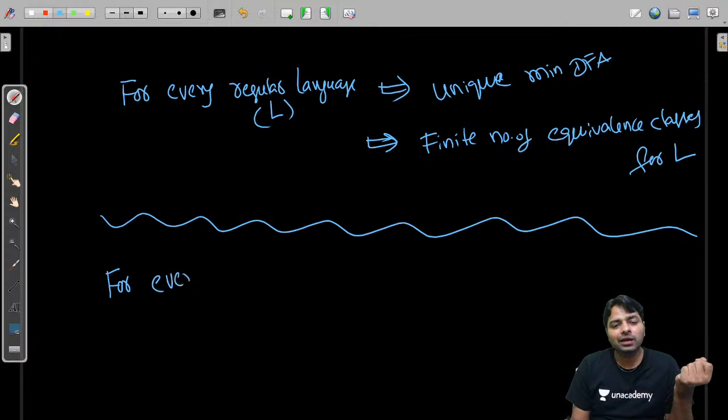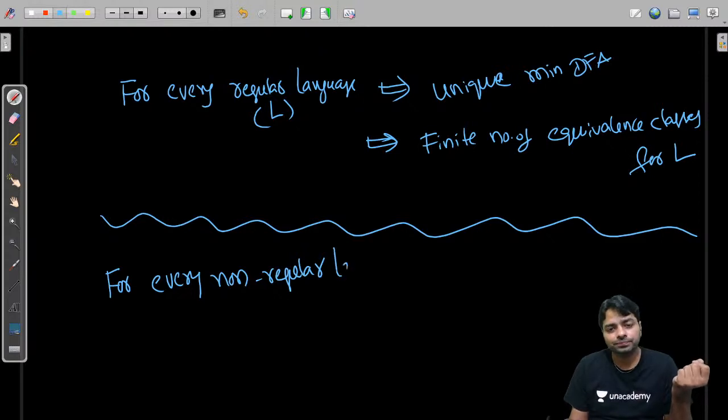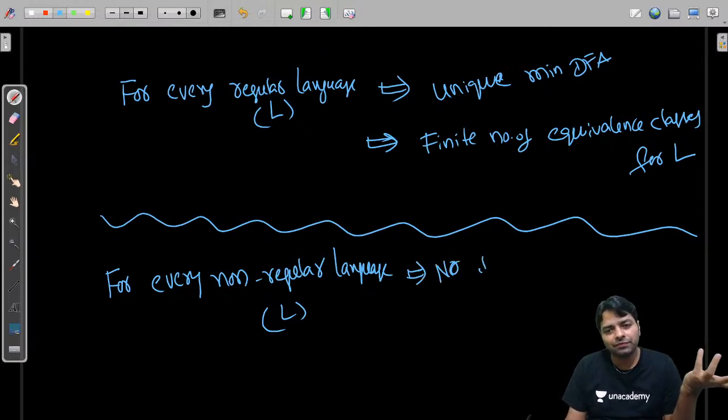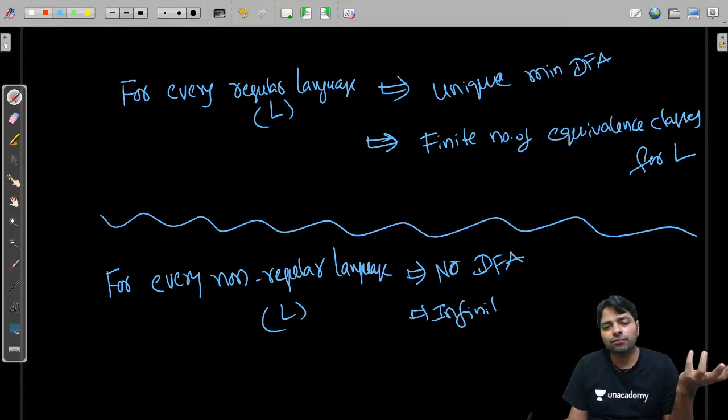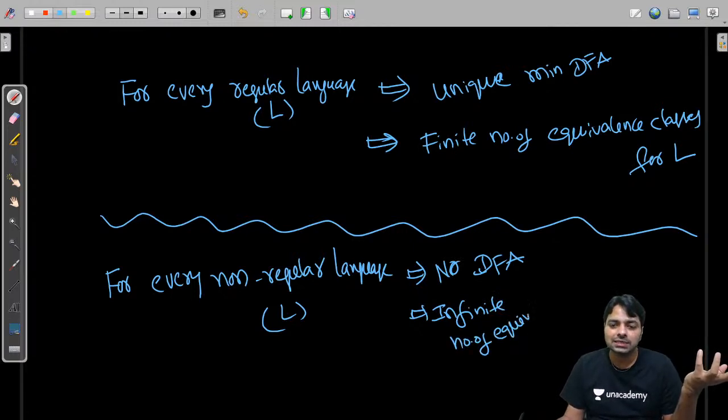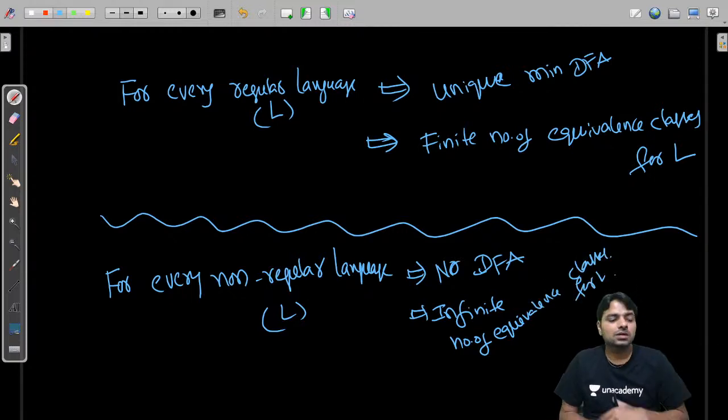For every non-regular L, no DFA exists. No DFA, no minimum DFA. So we will have an infinite number of equivalence classes for L. You will never end up designing a machine. So this is a very important point for you, finding the number of equivalence classes. Each state in the minimum DFA is going to represent one equivalence class.